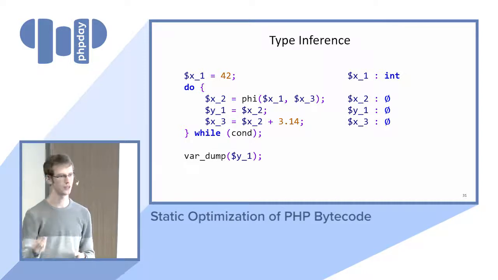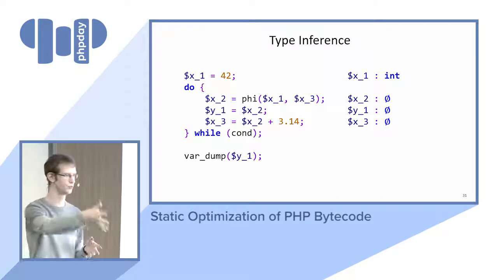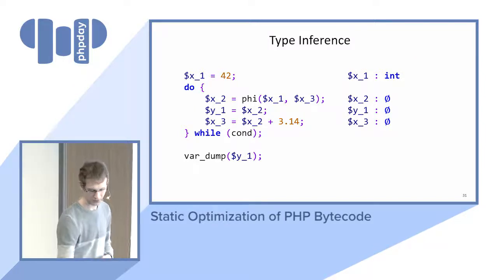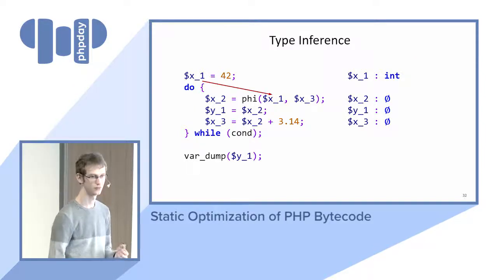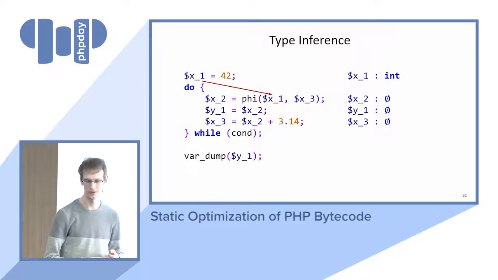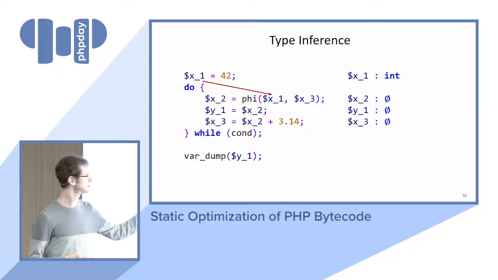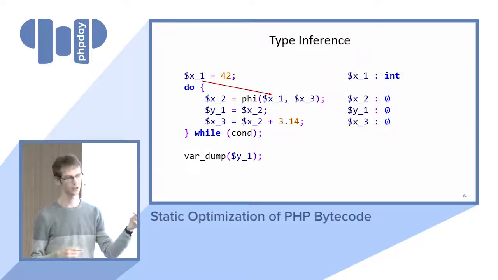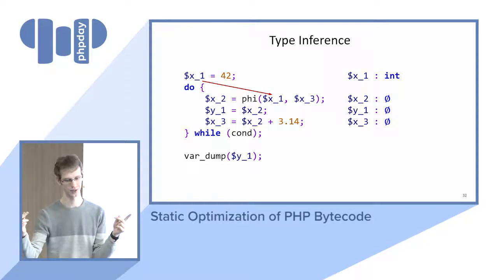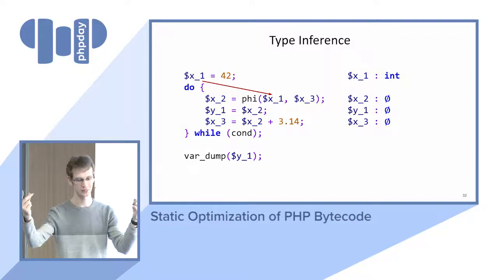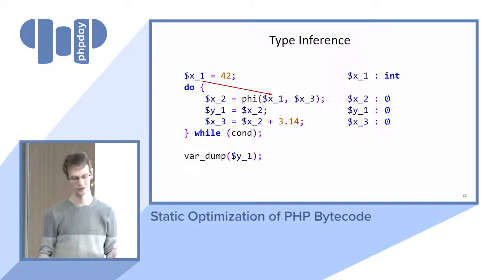And now we just propagate this known type information through all the places where it's used. So in this case, x1 is used in the phi node. So what does a phi node mean? A phi node means, in this case, that the type of x2 will be either the type of x1 or the type of x3. So the type of x1 is an integer, the type of x3 is nothing. So we just assume it's an integer for now.